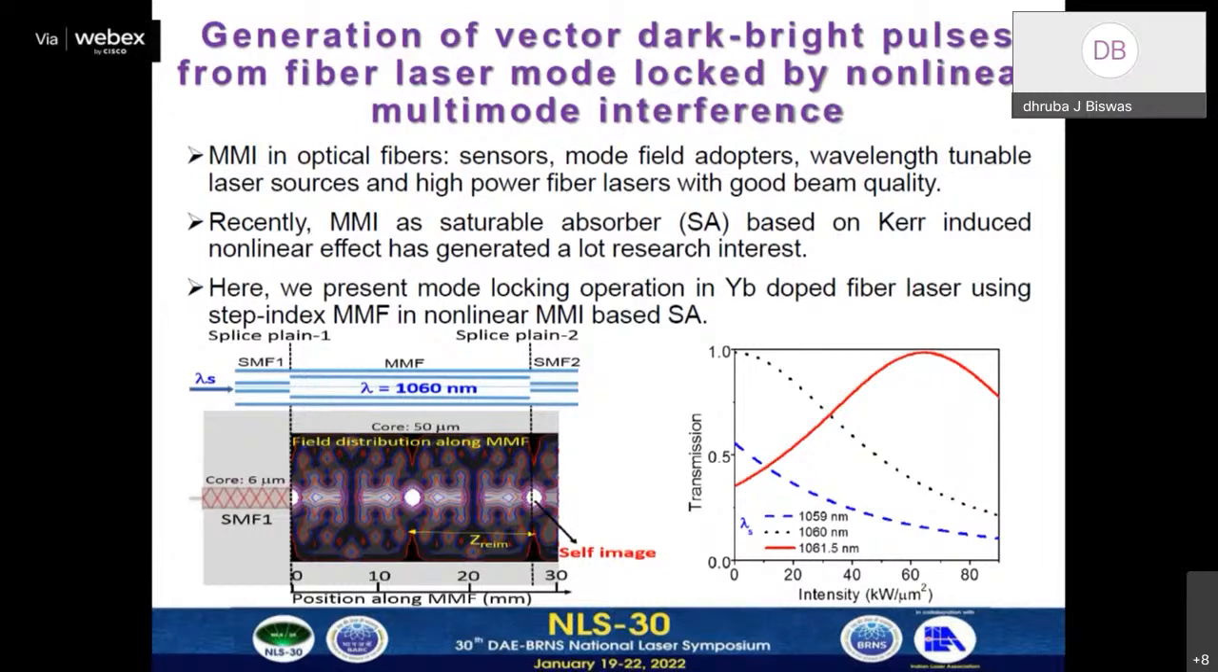For a different operating wavelength, say one larger than the design wavelength, initially the self-image occurs on the left side of the splice plane and the transmission is lower. Now with an increase in intensity, this self-image location moves toward the splice plane and the transmission through this structure increases. So for this wavelength, it acts like a saturable absorber. When we insert such an MMI structure into a fiber laser along with a filter, the combination acts like a saturable absorber.